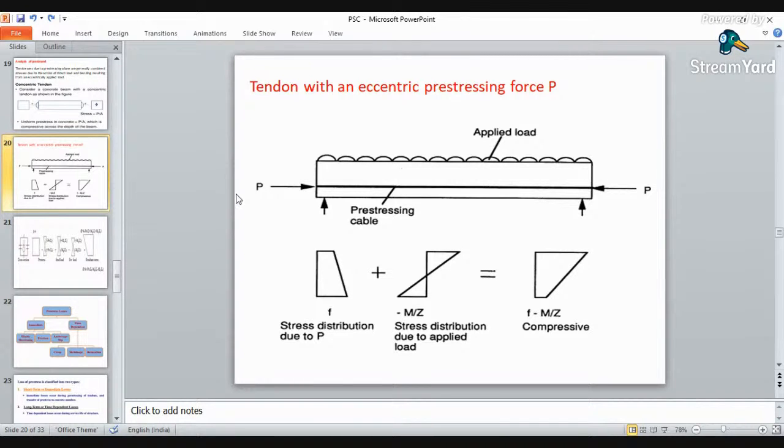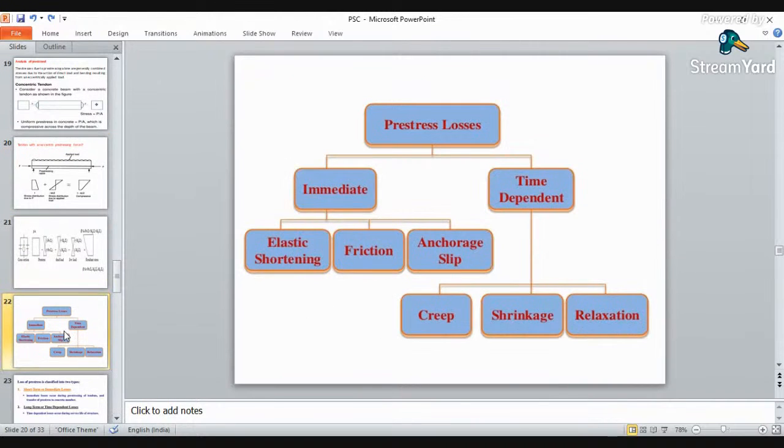This 1000 kilonewton of load will not be transferred or will not stay constant during the lifespan of that structure or lifespan of that beam. What will happen? There will be losses because of a few reasons, and those losses are because of either elastic shortening, friction, anchorage, creep, shrinkage, or relaxation.